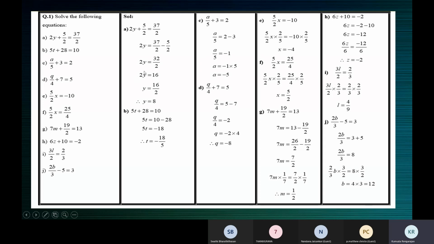Now we need to separate this 2 from y. So we have to divide both the sides by 2. You don't show that step, so you do it in your mind. Divide both the sides by 2. So what will happen? 2y by 2, 2 and 2 will get cancelled. So we have y is equal to 16 by 2, which is 8. So y is equal to 8.